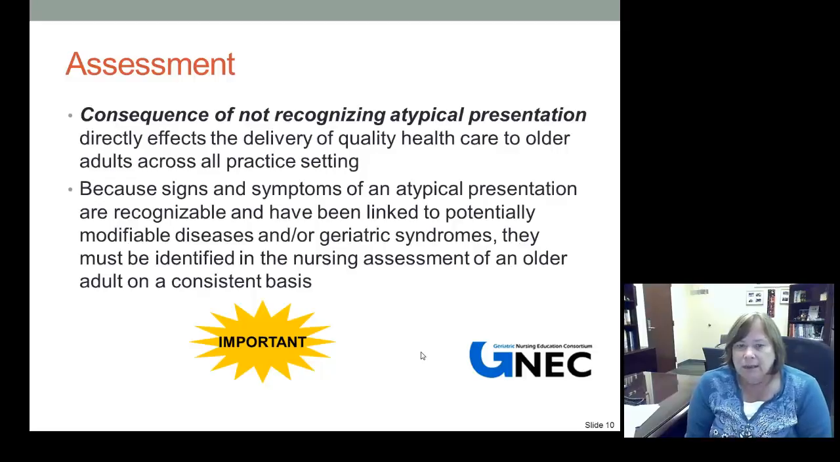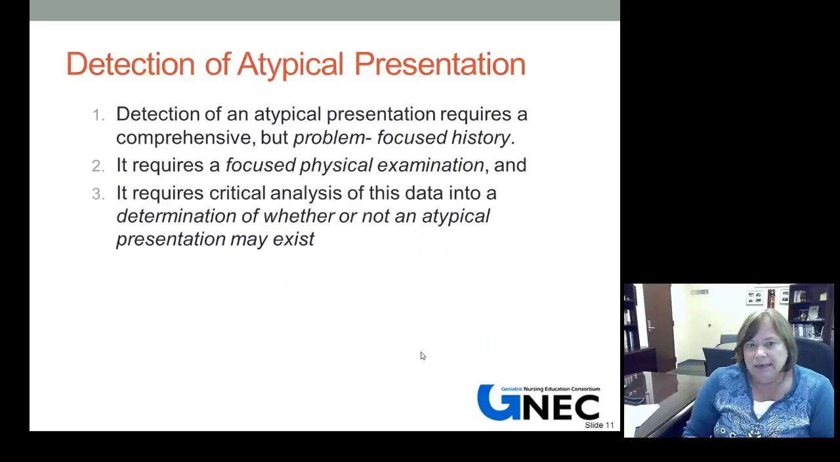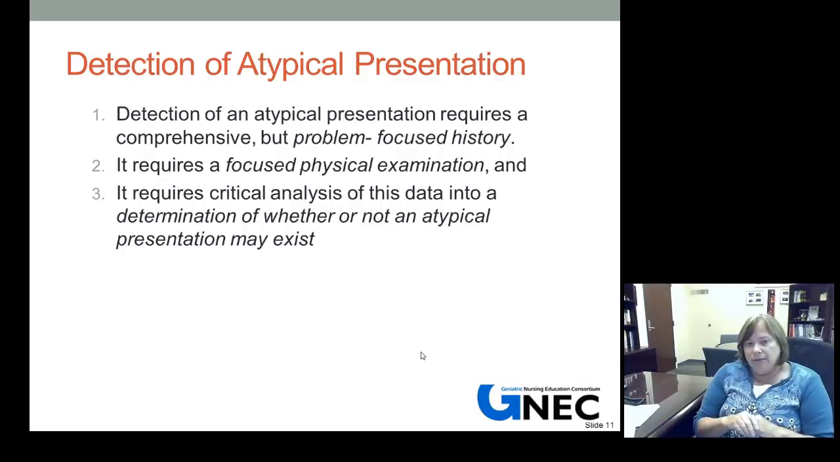We often term this atypical presentation the geriatric syndromes. You need to be able to identify these early and begin treatment in a timely fashion to have the best healthcare outcomes. We're going to be spending more time on the geriatric syndromes as we work our way through the modules. Now it's up to you as a nurse, because often you're the person who does this first assessment. It's a problem-focused history and a problem-focused physical exam, and then you're going to be analyzing the data you have obtained during your assessment and health history, and you're going to determine if an atypical presentation may or may not exist.